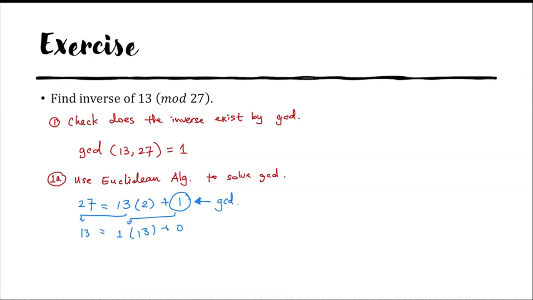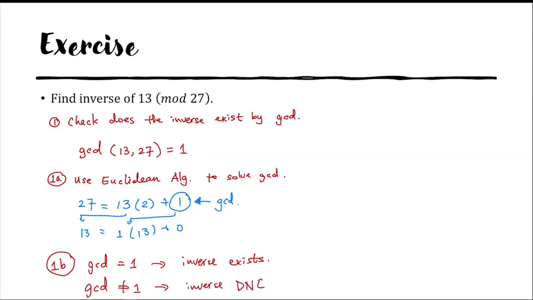Right. So once we find the GCD, we know if the GCD equals 1, then the inverse exists. If the GCD does not equal 1, then the inverse does not exist. Okay, so that's the first thing you check.